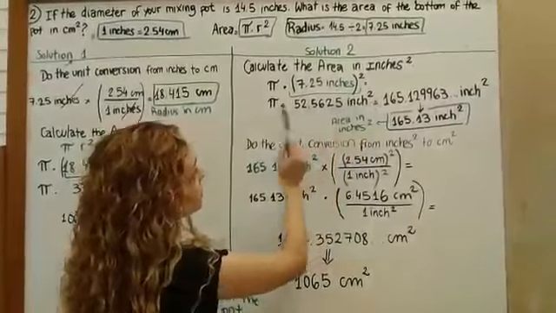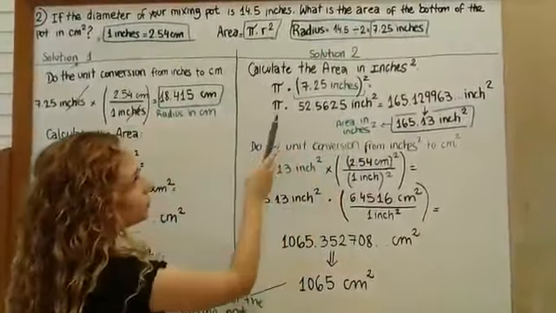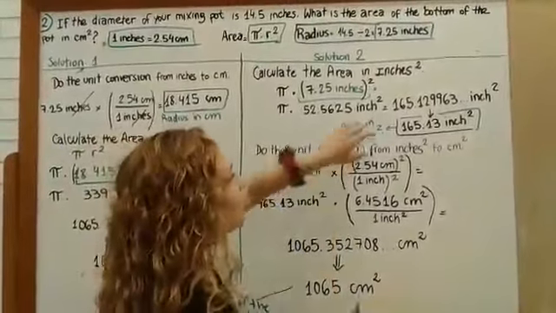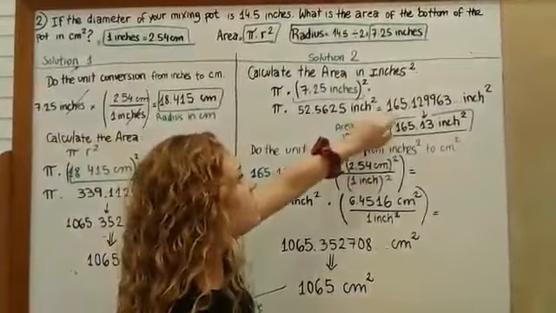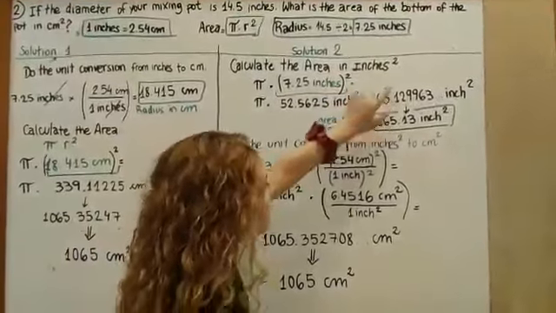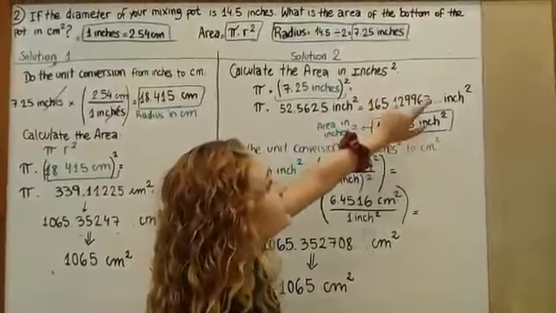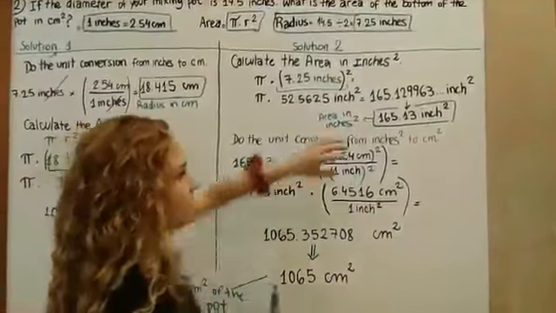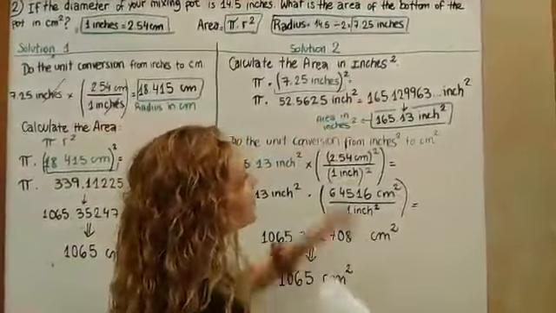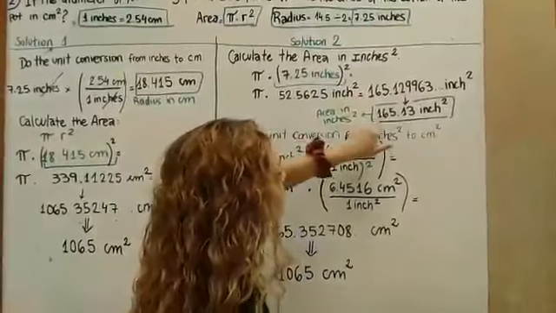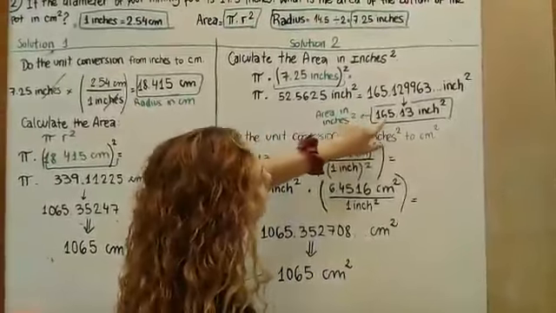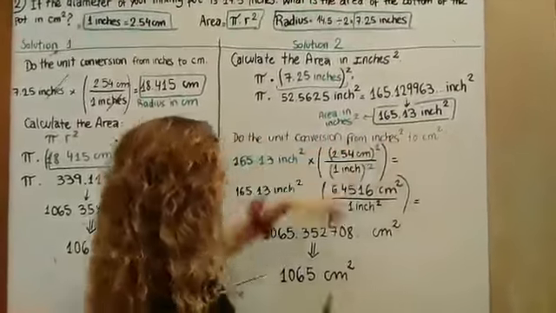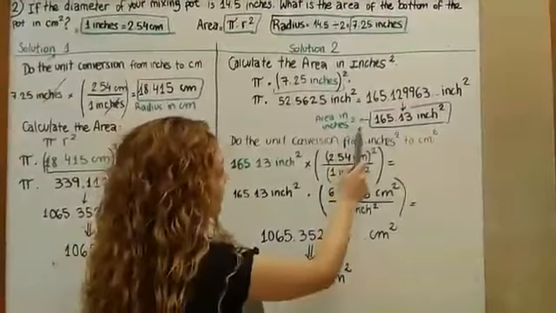The result of this part will be 52.5625 inches squared, and on the calculator we will multiply by the pi button, and the answer will be 165.129963 and more numbers, inches squared. In this case, we can round to the nearest hundredth. The answer will be 165.13 inches squared. This is the area in inches squared.